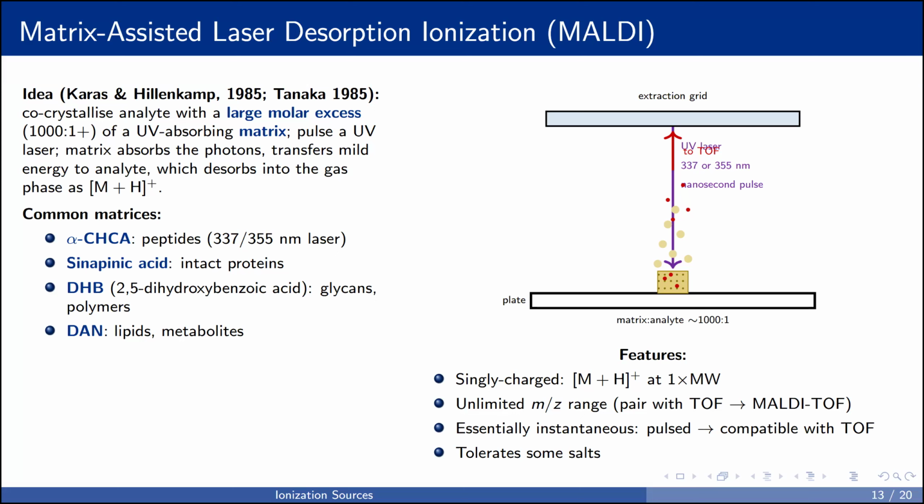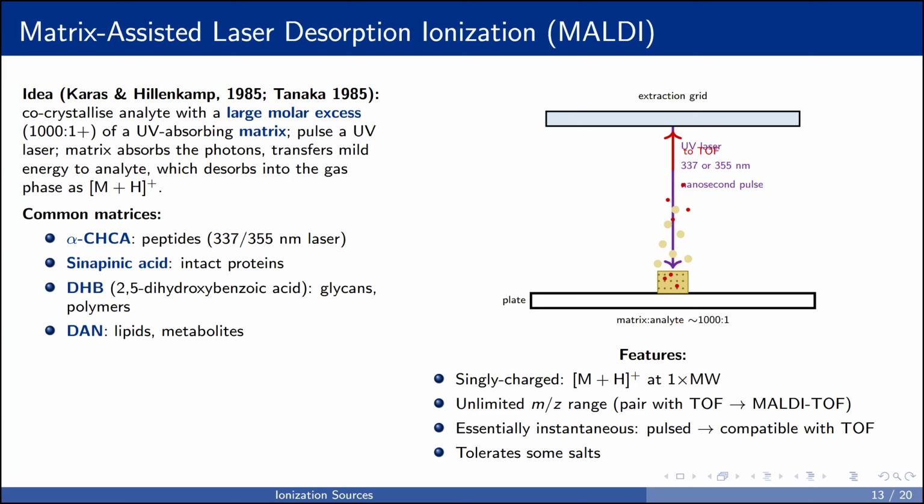The big features. MALDI gives singly charged ions almost exclusively, unlike ESI's multiply charged envelope, so a protein of mass 50,000 appears as a single peak at m/z 50,000. You need a mass analyzer with a large m/z range, which is why MALDI is almost always paired with time-of-flight instruments. TOF has theoretically unlimited m/z range.